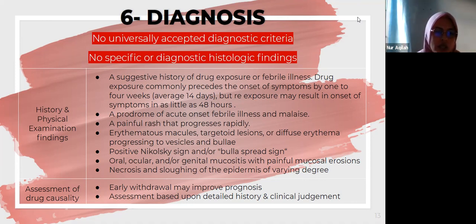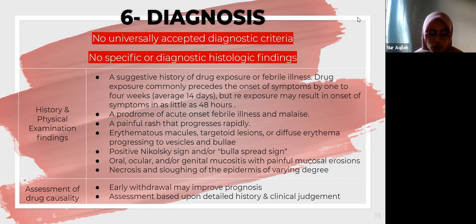Okay, so upon physical examination and also history, there is a prodrome of acute onset febrile illness and also malaise, a painful rash that progresses rapidly, erythematous macules, target lesions, or diffuse erythema progressing to vesicles and bullae. Okay, and then a positive Nikolsky sign and or a positive Asboe-Hansen sign. And then oral, ocular, and or genital mucositis with painful mucosal erosions. And we can also see necrosis and sloughing of the epidermis of varying degree.